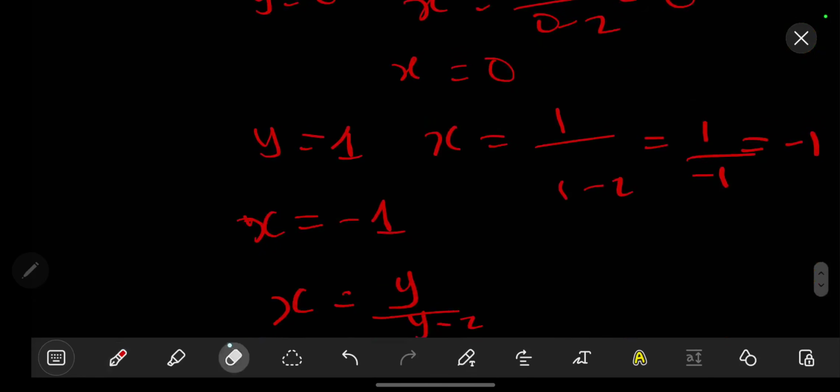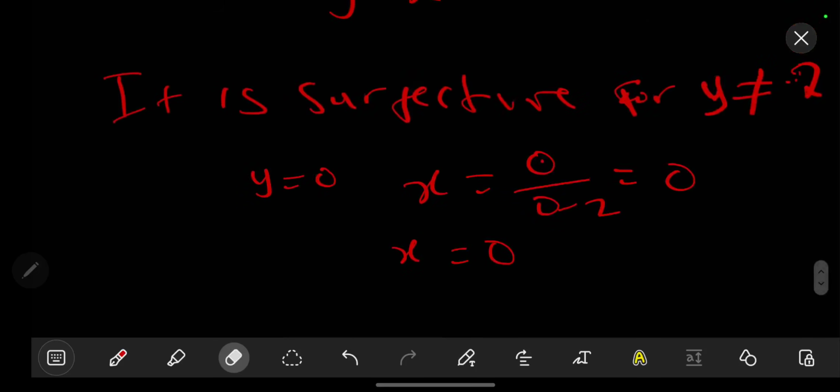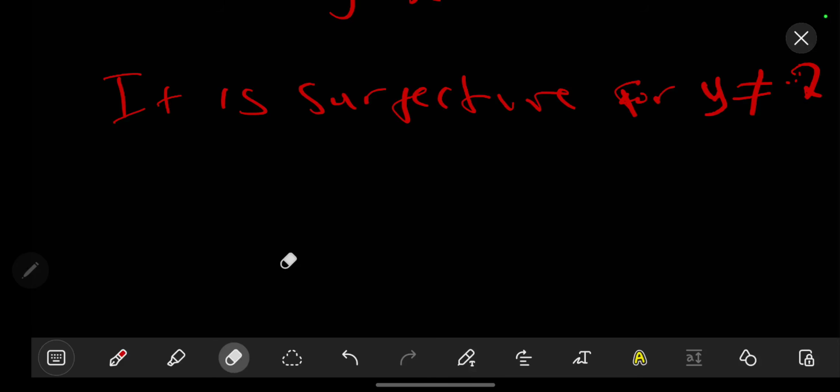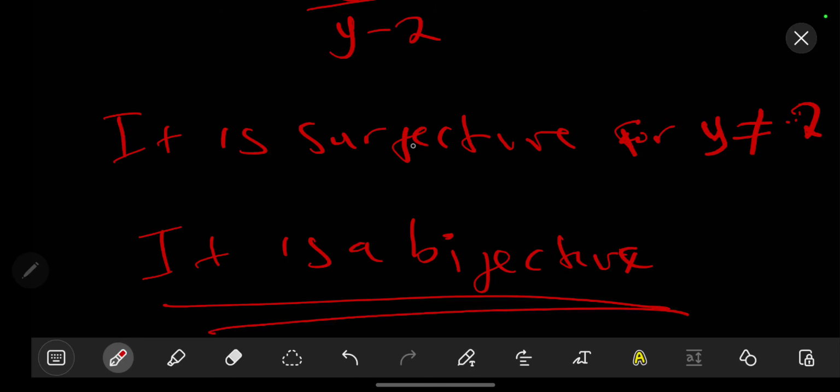So you can now conclude that it is surjective, and it is also injective, or one-to-one. A bijection means it is both injective and surjective. So that means it is a bijection. So considering that y should not be equal to 2, then it is bijective, meaning it's both. Let's look at our next problem.